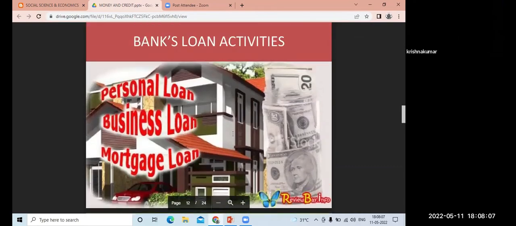Now, different types of loans banks are giving. I told you, personal loan, business loan, mortgage loan, etc. But to get the loan from the bank, you have to fulfill what? Terms of credit. Correct. Yes. You have to fulfill terms of credit in order to get loan from the bank. What do you mean by terms of credit?